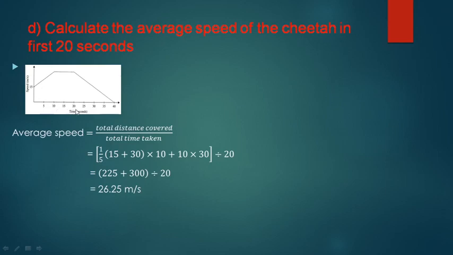So you multiply, then you add 10 times, because from here to here to 20 is 10, times from here is 30. 10 times 30 gives you 300. When you multiply, you get 225 plus 300, then divided by the time taken, which is 20 seconds, because you are asked the cheetah's first 20 seconds. So divided by 20 seconds, you get the average speed for the first 20 seconds to be 26.25 meters per second.